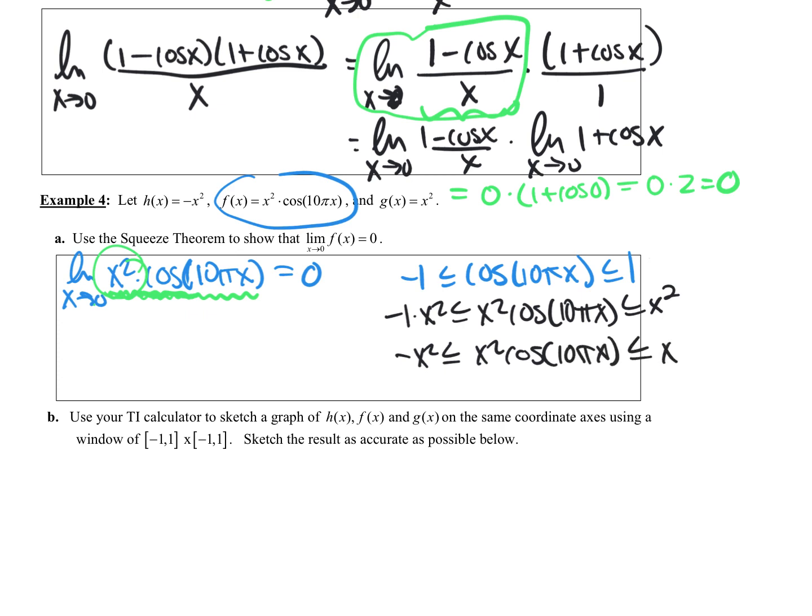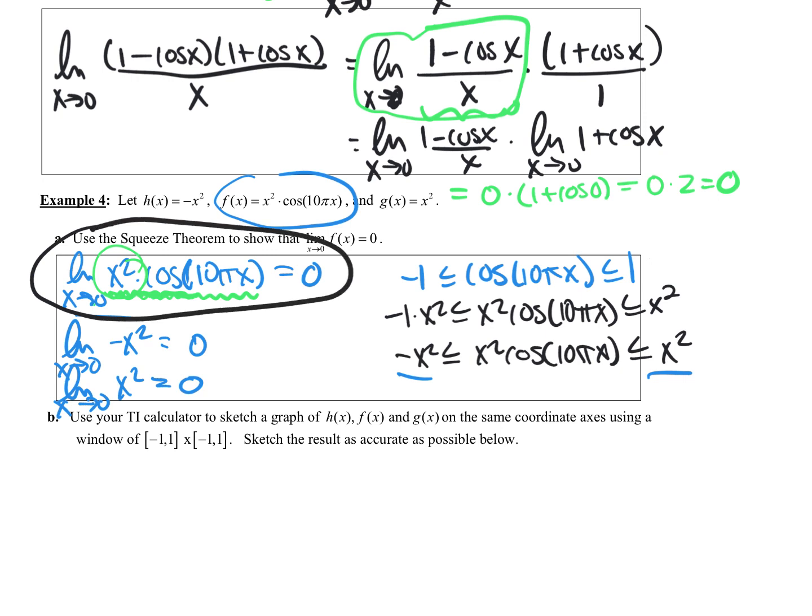And so now that we have an inequality, if we take the limit of the outside functions and they're both the same value, then the limit of our inside function will be the same value. So let's take the limit as x approaches 0 of negative x squared. With direct substitution, that'll be 0. And the limit as x approaches 0 of x squared. With direct substitution, that will be 0. So then by the squeeze theorem, that means that the limit as x approaches 0 of our inside function is indeed 0.